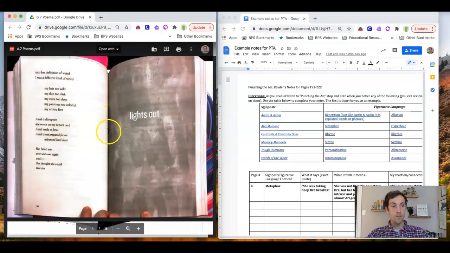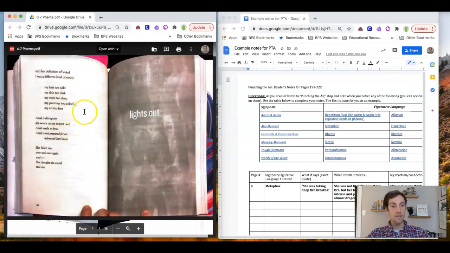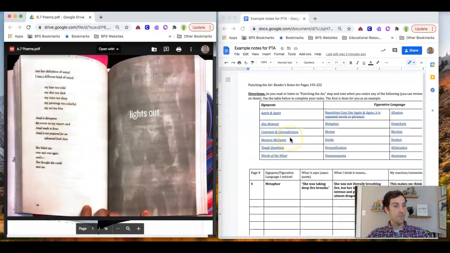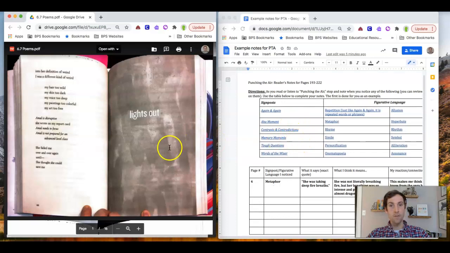What I have on my screen is the text on this side, and then I have my notes over here because I'm going to be taking notes as I read. What you're looking to take notes on are pieces of figurative language, which are all listed right here. These are things that we can be looking for.